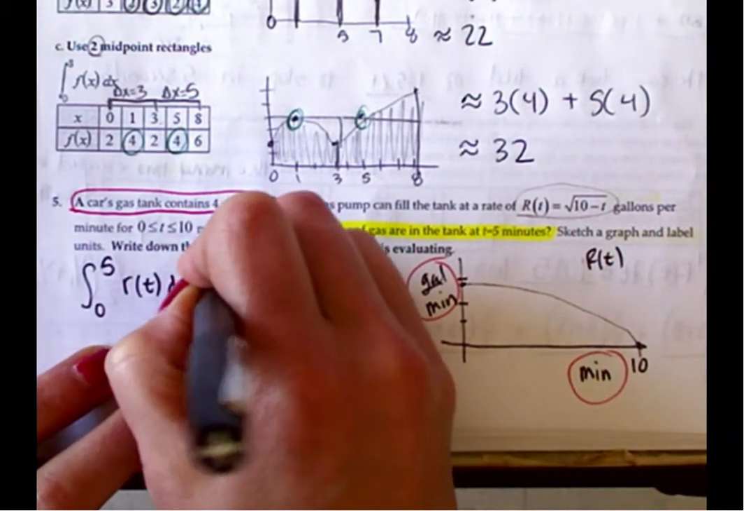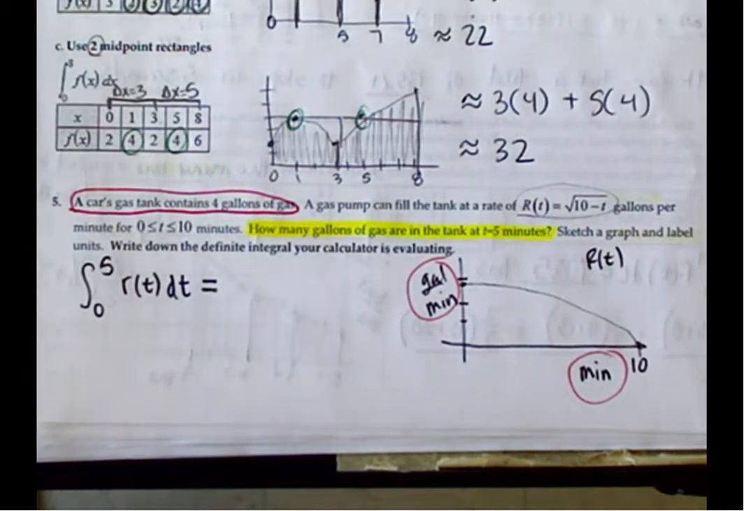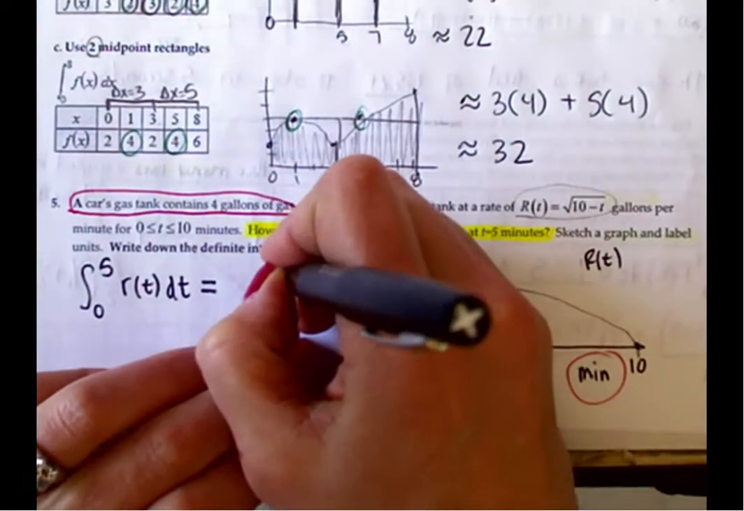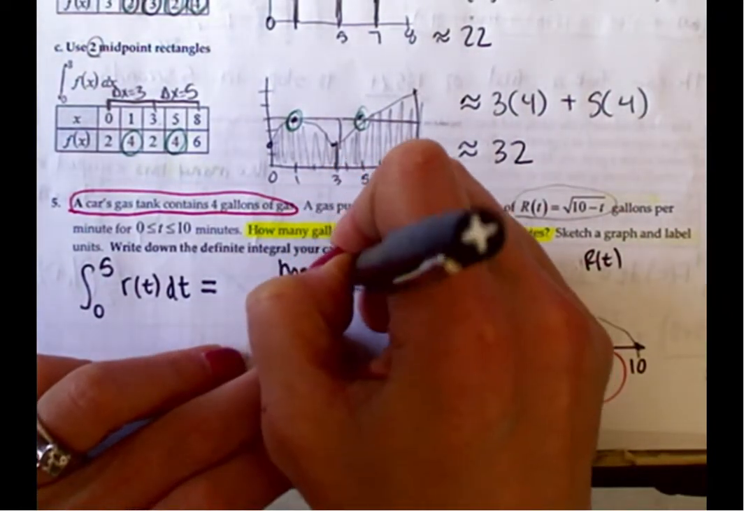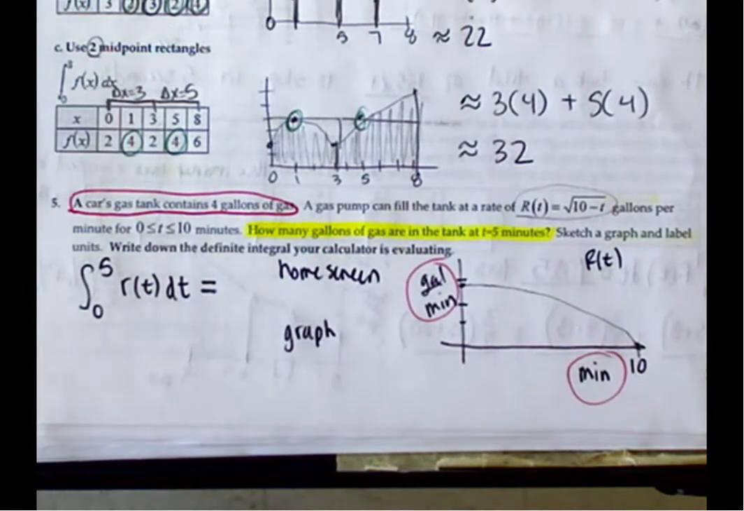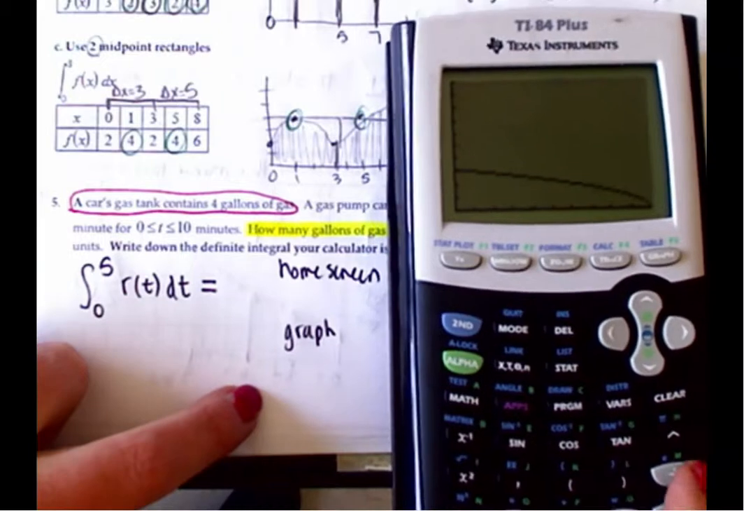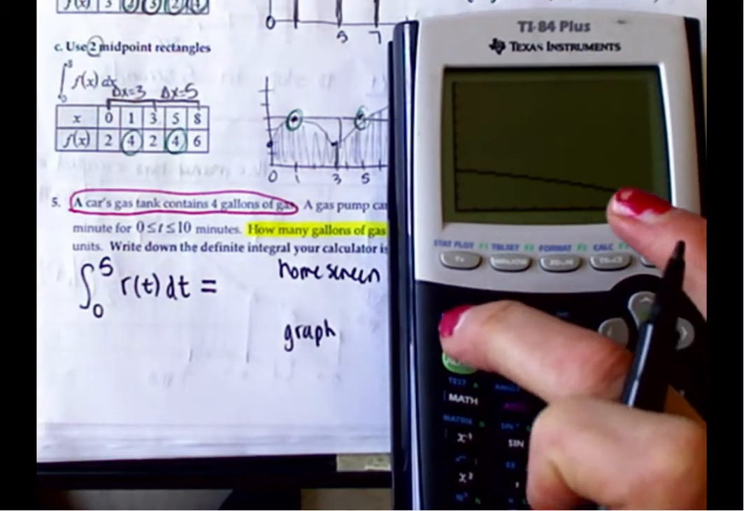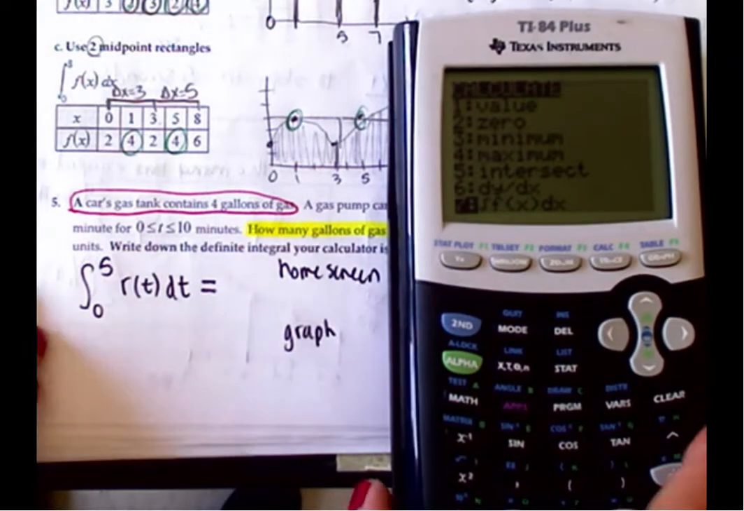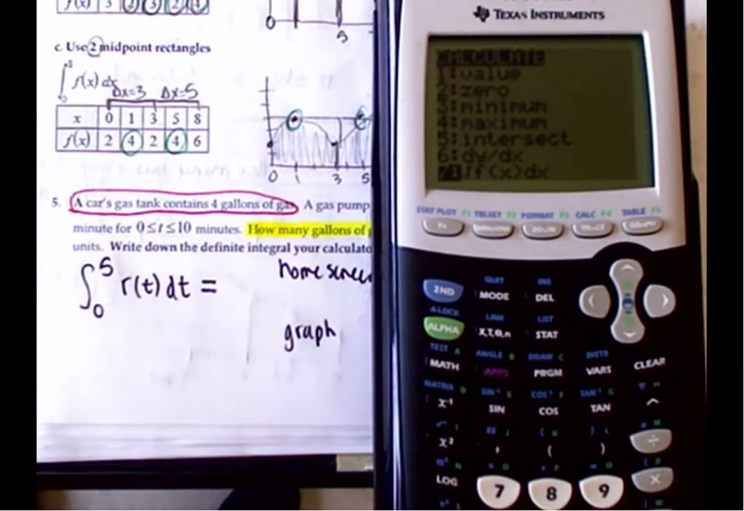dt. Now I'm going to put an equals, not an approximation. It didn't say draw rectangles. It just said find the gallons. And you had 2 choices, home screen or graph screen. I'm going to do it on the graph first because that's where I'm at. So second trace number 7.